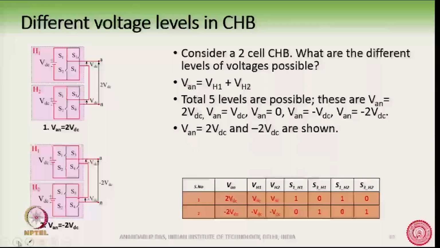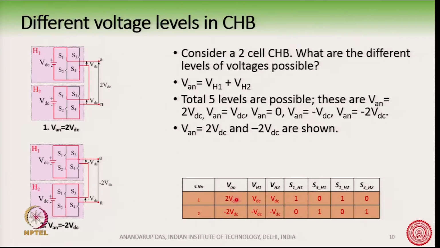So, here we are showing the detailed circuit for getting the 5 levels of CHB. Suppose we have a 2 cell CHB, and so the VAN voltage here is, as I had earlier told you, equal to VH1 plus VH2. This is also shown in this table here, the same thing with the detailed switches, and the status of all the switches is also shown.